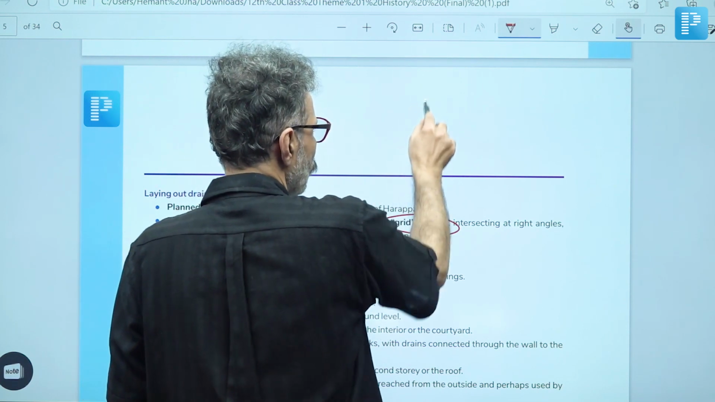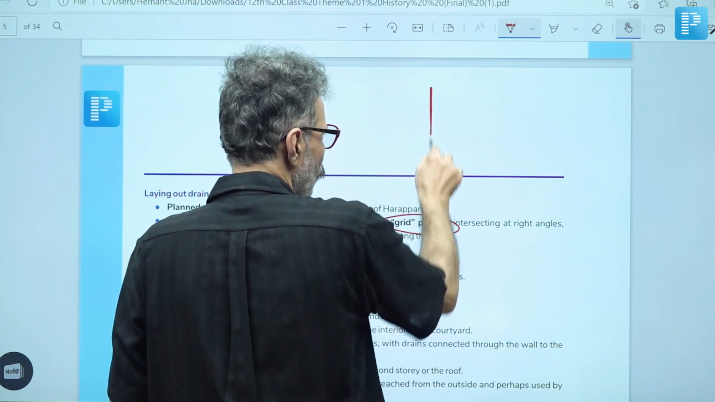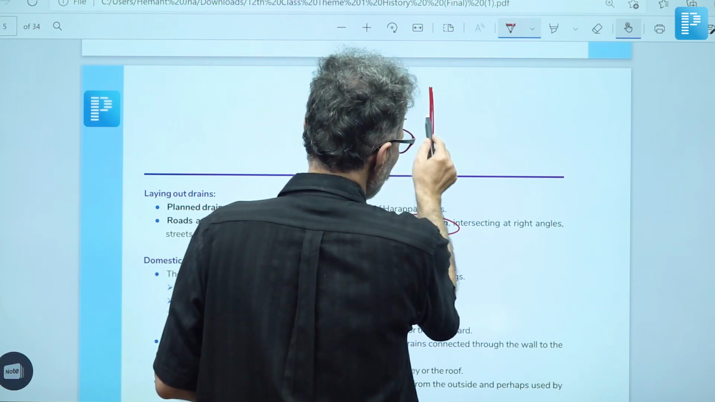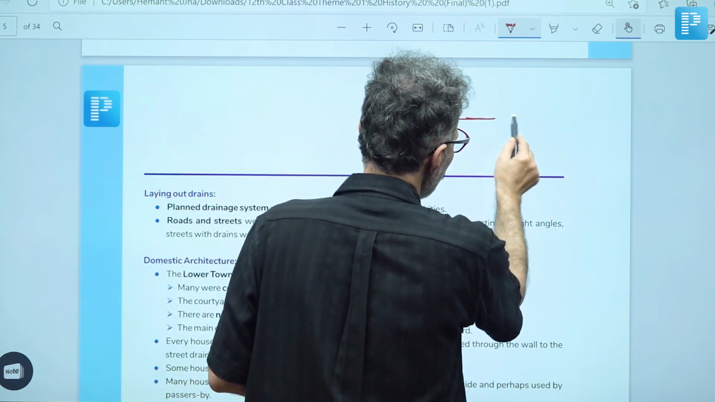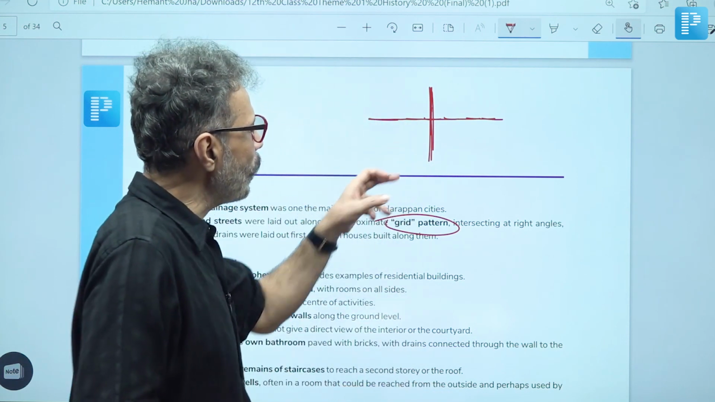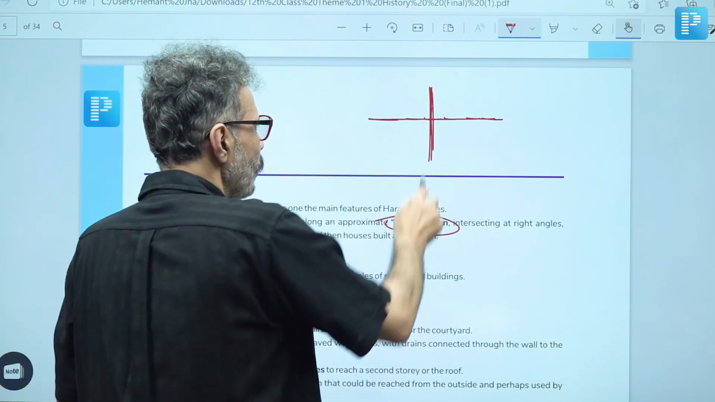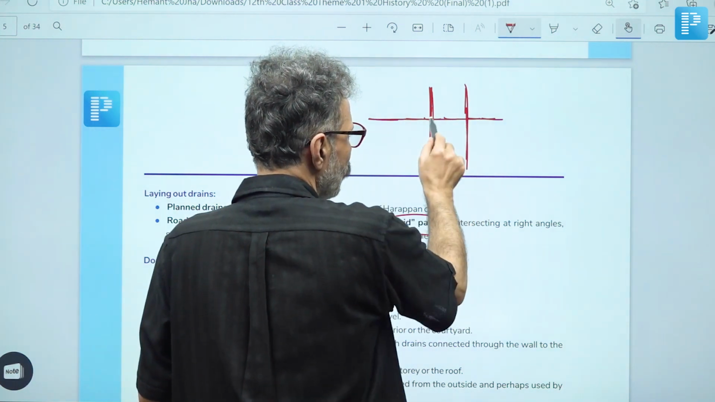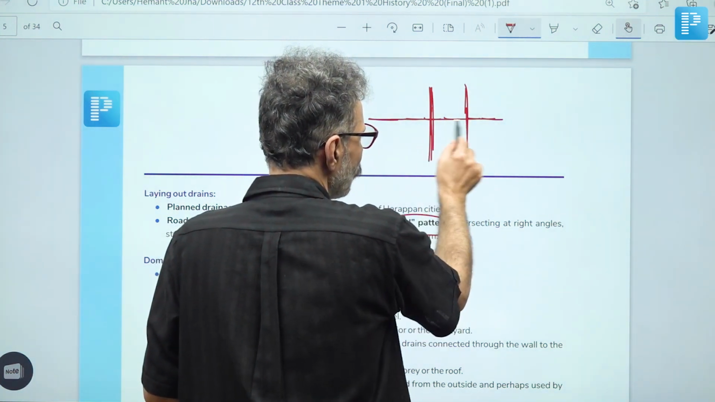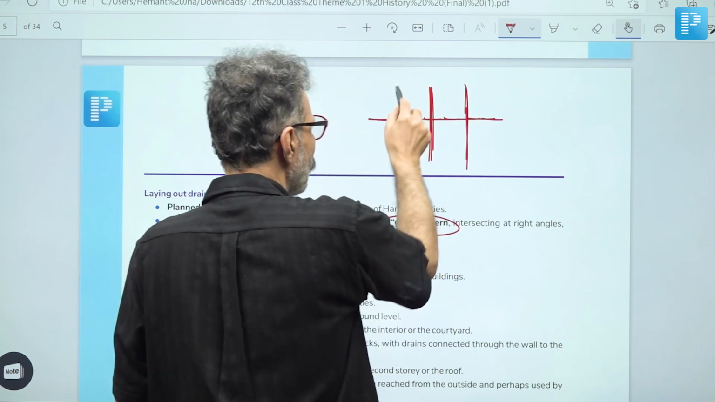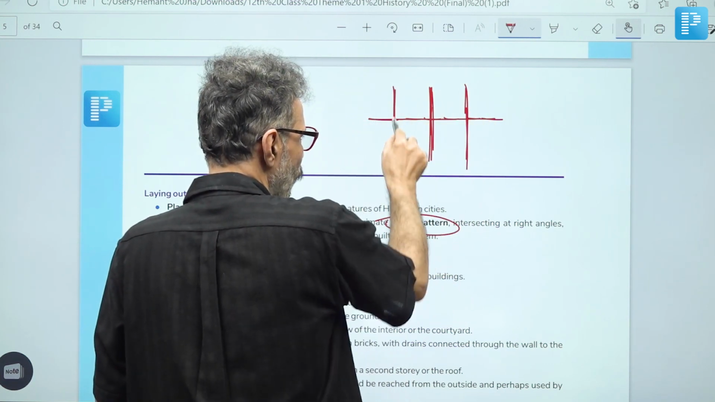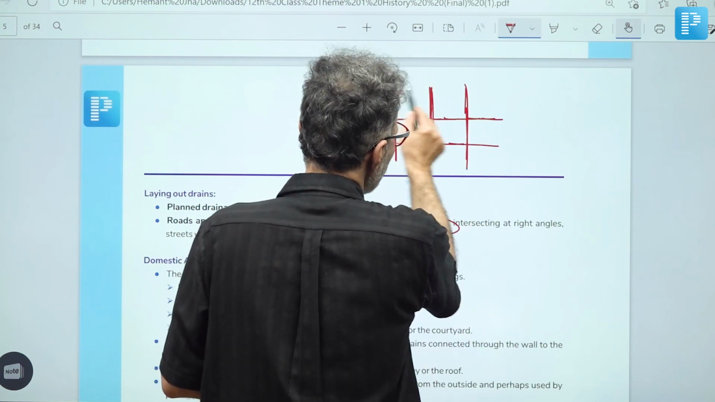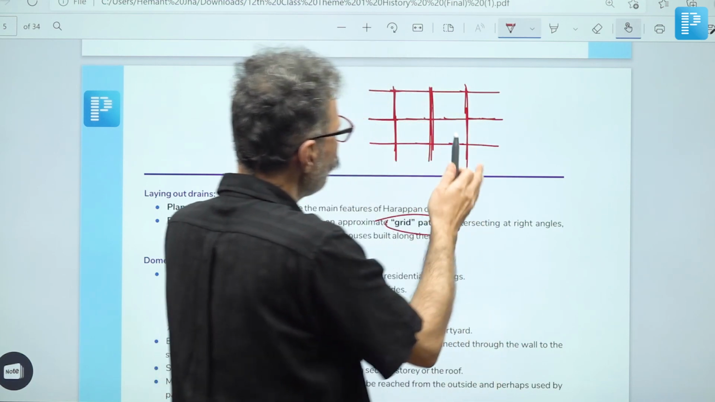Suppose this is a road, one road. This is the second road that cuts the first road at right angle, at 90 degrees. This is the third road, again cutting this road at right angle. Fourth road, fifth, sixth, and so on.